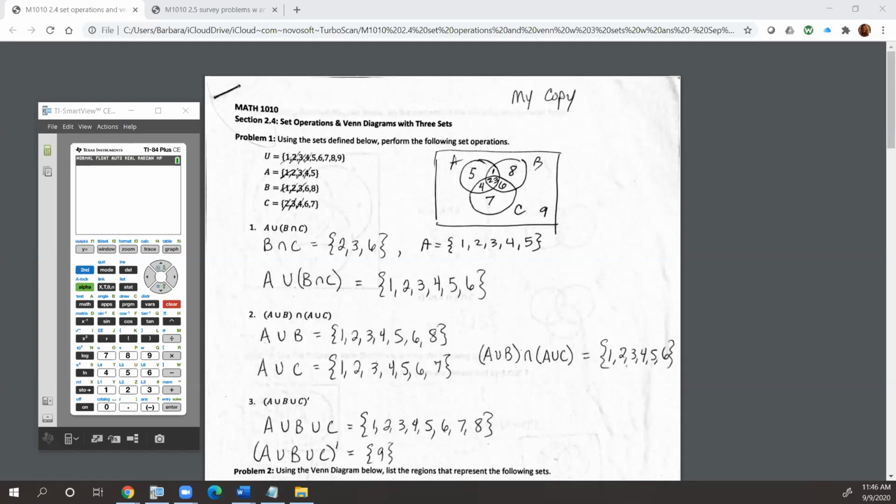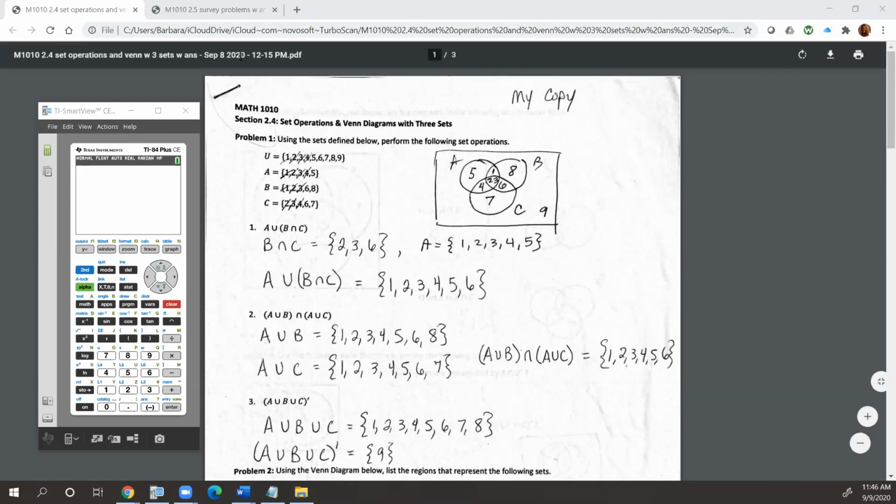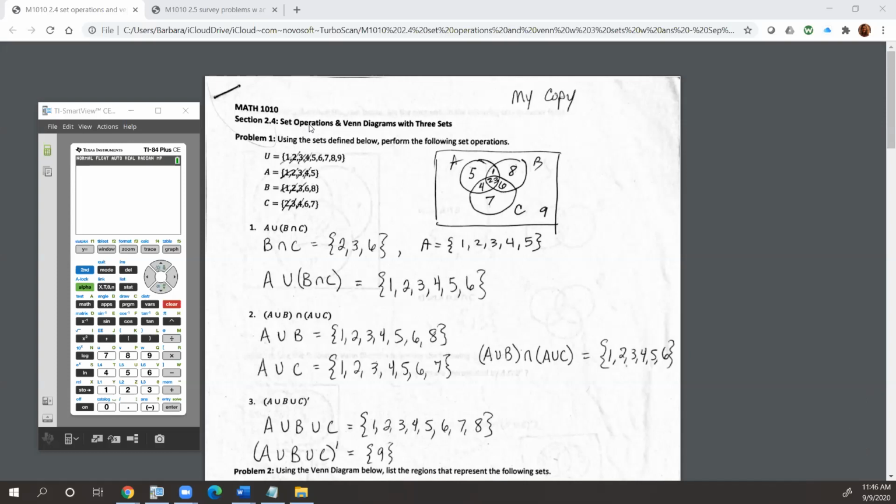Hello and welcome. Today I have a handout over chapter 2.4 and 2.5, which I will share on my screen. We will begin with set operations and Venn diagrams using three sets. Operations that we will cover are the union, the intersection, and the complement of sets.